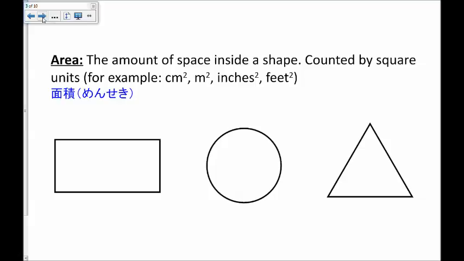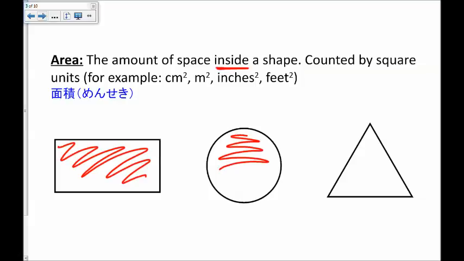The area is the amount of space inside a shape. Okay, it's the amount of space inside here. Okay, or inside here. Or inside here. Area. Now, we count area using square units.